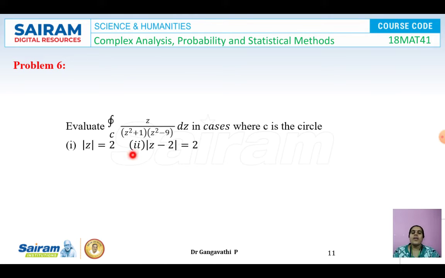So let us look at another example. Evaluate the integral over closed curve C of z by z square plus 1 into z square minus 9 dz, in the cases where C is the curve given as mod z is equal to 2 and the second curve is mod of z minus 2 is equal to 2. So observe, this is z square plus 1, z square minus 9. So it is not a whole square kind of thing.